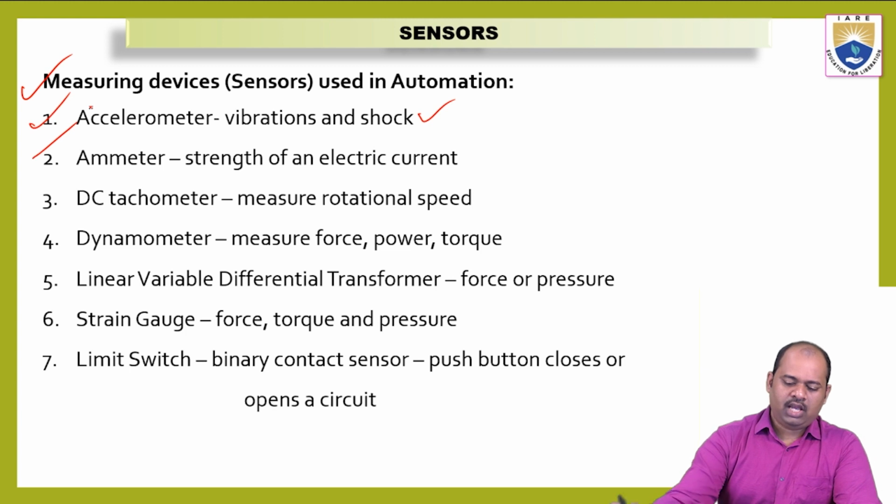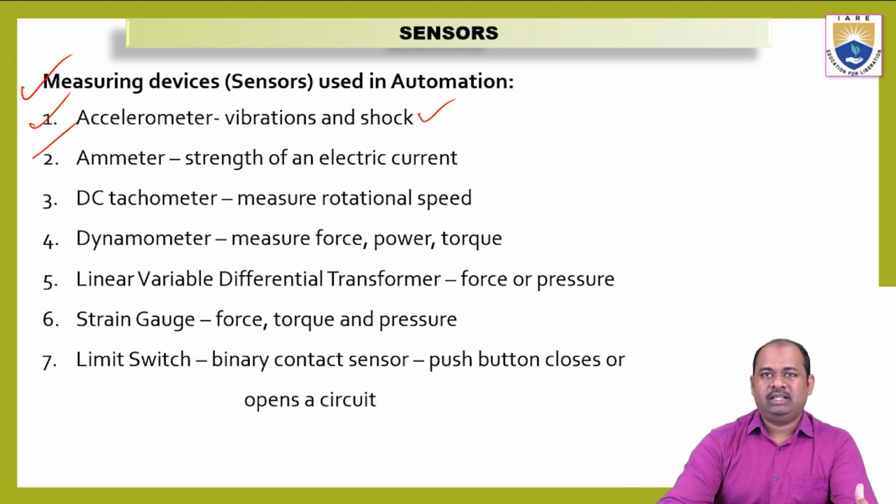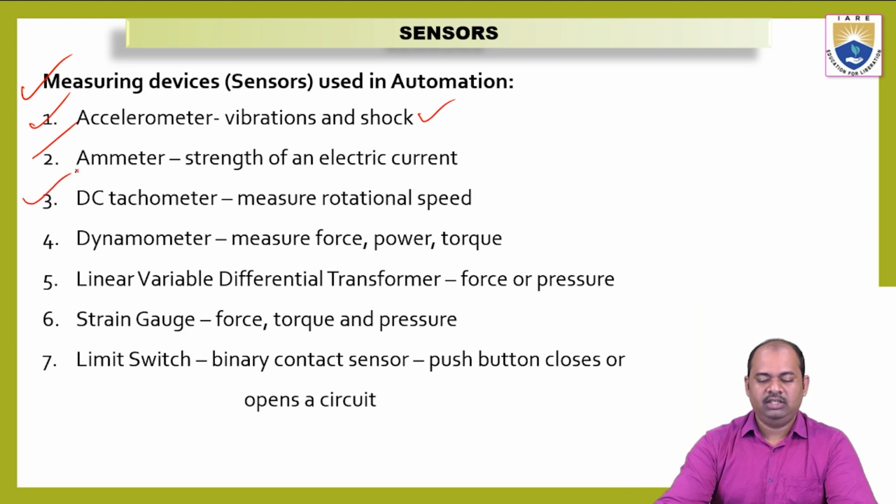And then second one is ammeter. We all know ammeter is a device which can measure electrical current. This is another type of sensor. And then third one is DC tachometer.